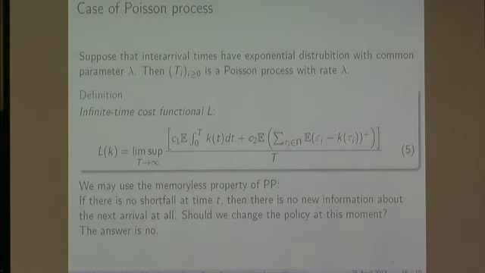Now we turn to the case of the Poisson process. We suppose that arrivals of shortfalls form a Poisson process on a real line. Let's suppose this is a Poisson process with rate lambda. We define the infinite time cost functional. There are some ways to define the infinite time cost functional, but I use the same because it's simpler.